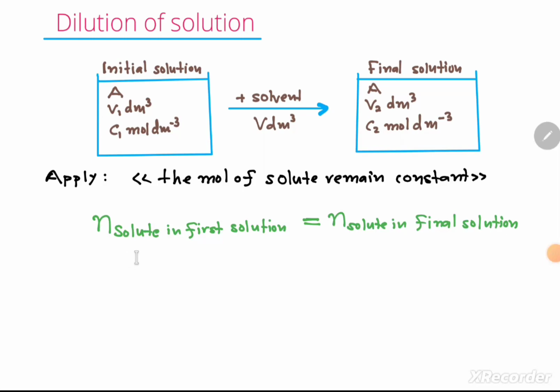So we have the number of moles is equal to the concentration of the initial solution times the volume of the initial solution, which is equal to the concentration of the final solution times the volume of the final solution. And the volume of the final solution is equal to the volume of the initial solution plus the volume of solvent.